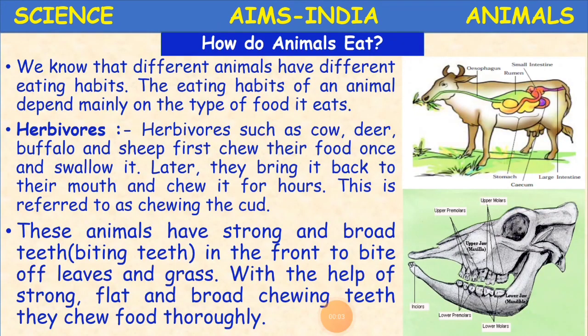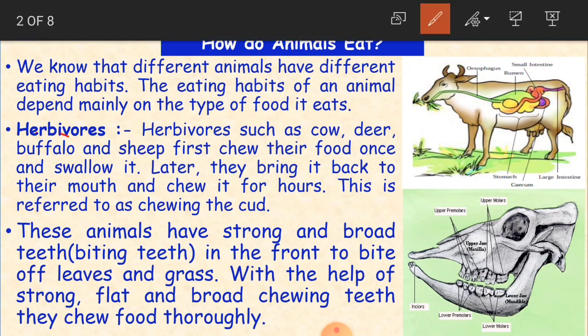Before concluding today's lesson, we will revise what we have learned about how animals eat. Herbivores, what do they do, children? They first chew their food and swallow it, and then they bring it back to their mouth, whatever food they have swallowed, and chew it for hours. These types of animals are called herbivores, for example cow, deer, buffalo and so on.